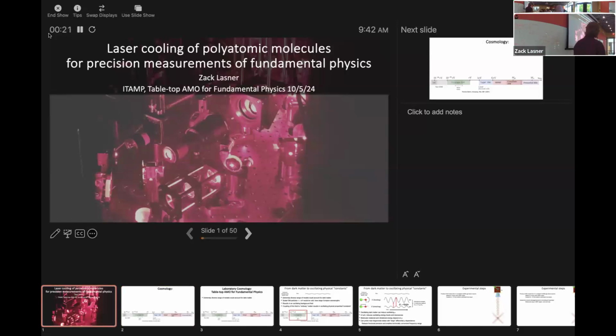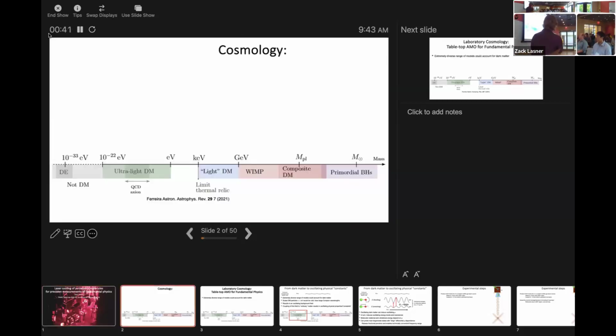Good. Yeah, so I'll pick up where John left off and talk about using polyatomic molecules for precision measurements. In particular, mostly on the SrOH experiment, and then at the end, I want to start thinking about using nonlinear molecules, which have certain advantages for future measurements with higher sensitivity. So this is going to be all the cosmology in this talk.